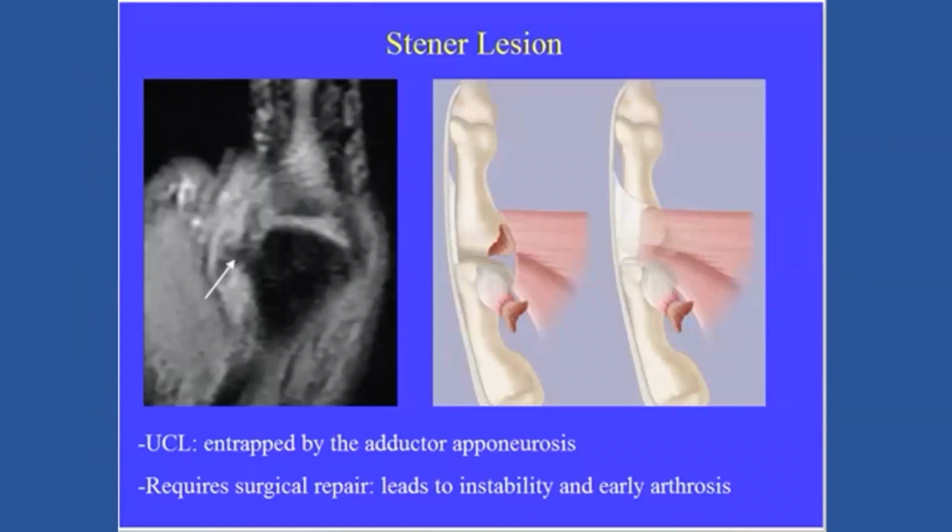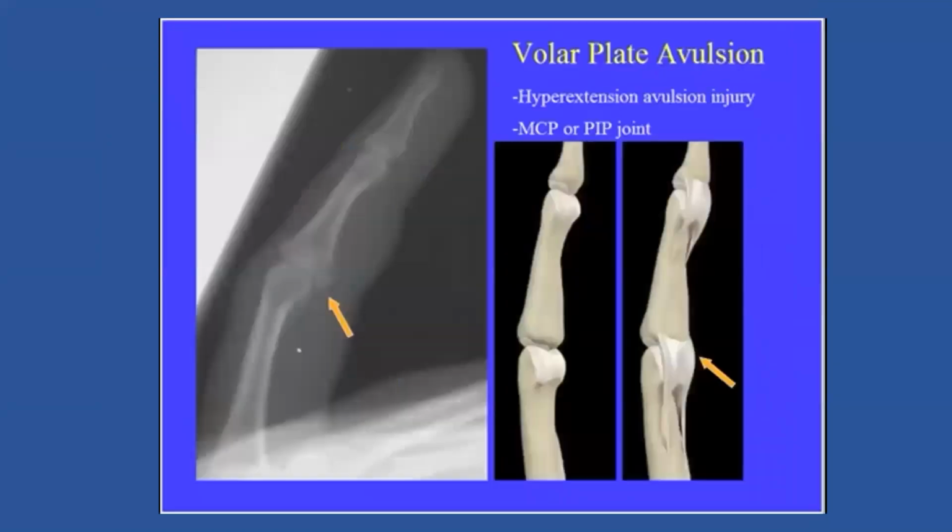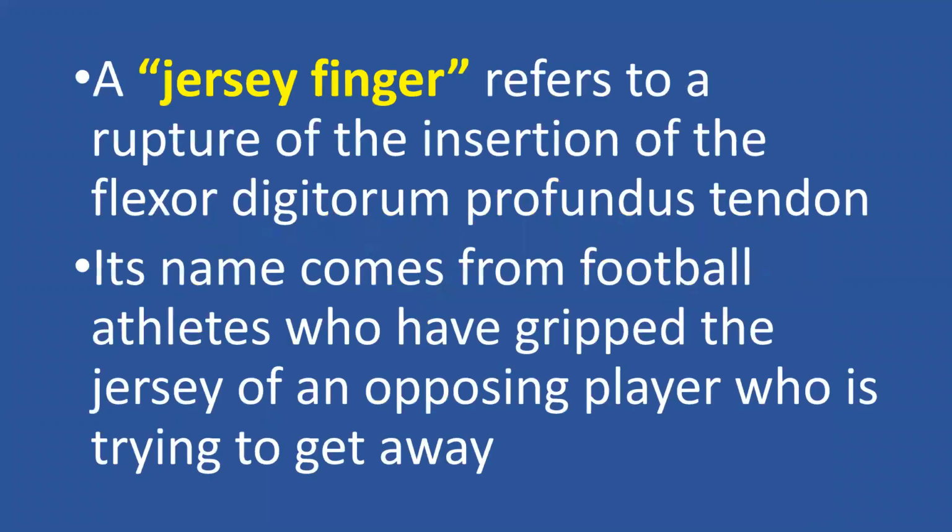What we have here, this shows it further, okay? What we have here is a typical mallet finger. We all know about it. It's a ball hitting the distal phalanx in flexion. When the extensors are pulling in extension, it avulses a small fragment. What we have here, this is a volar plate avulsion, and this happens from hyperextension injuries of the proximal interphalangeal joint. What is a jersey finger?